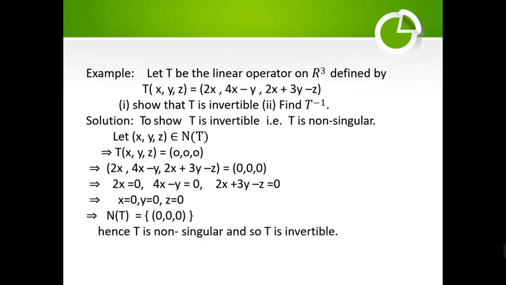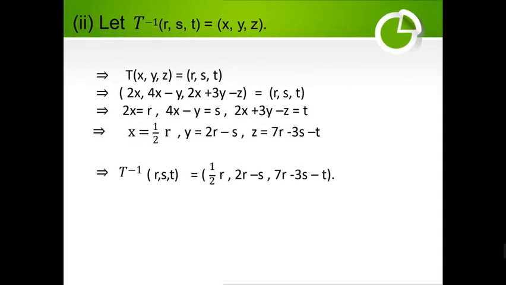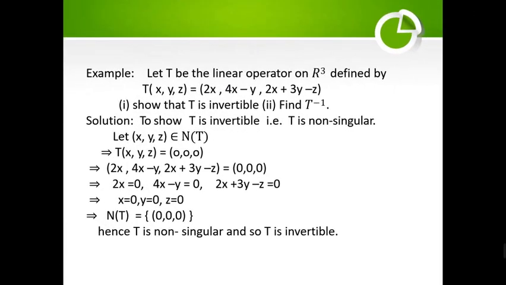We have an example of this. Let T be the linear operator on R3 defined by T(x, y, z) = (2x, 4x - y, 2x + 3y - z). We have to show that T is invertible. We have to find T inverse, and also show that it is non-singular.